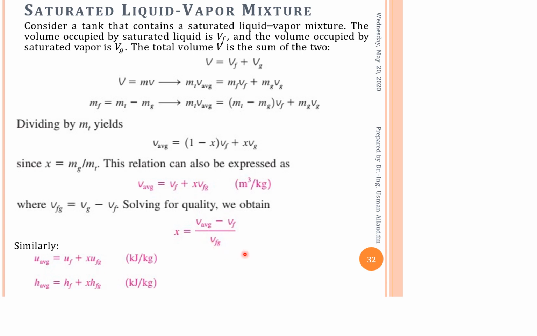So this is how we can find the value of our quality, or the value of v average, u average, or h average from these formulas.